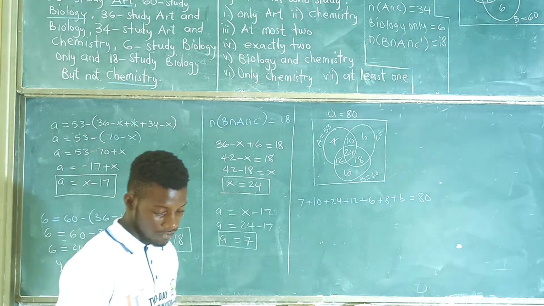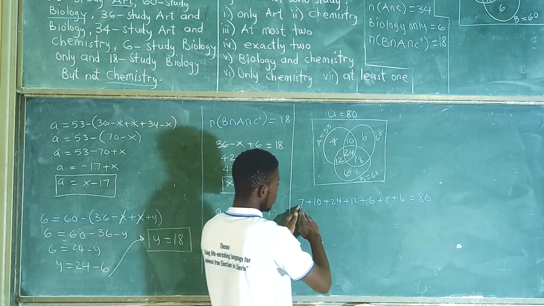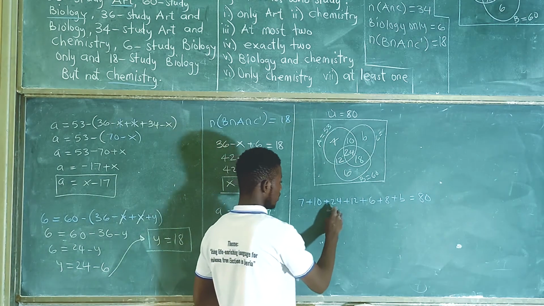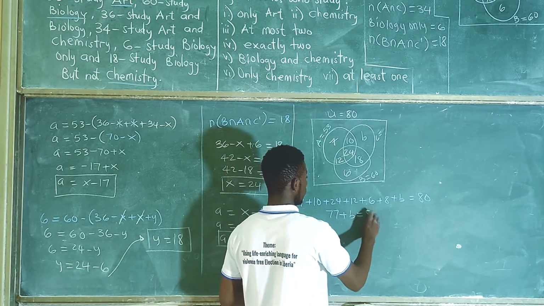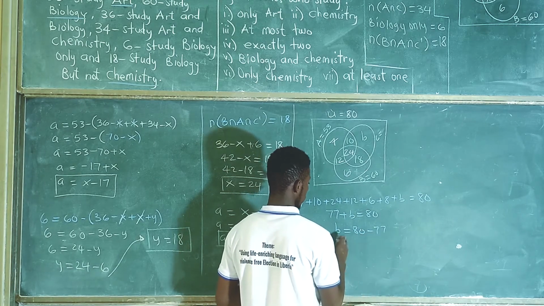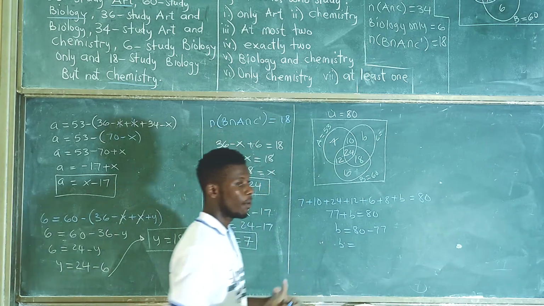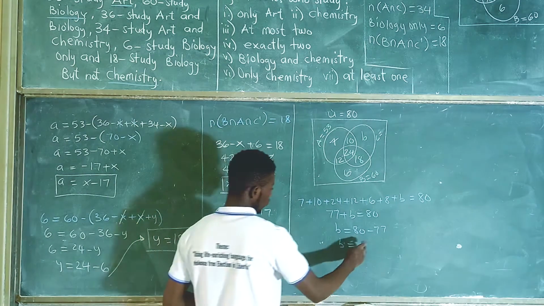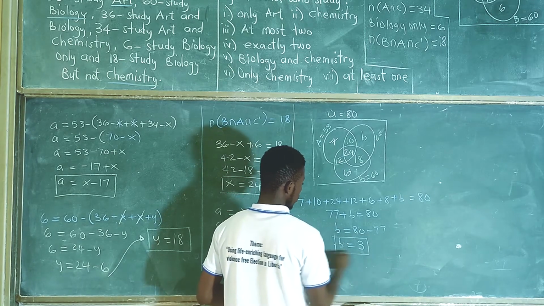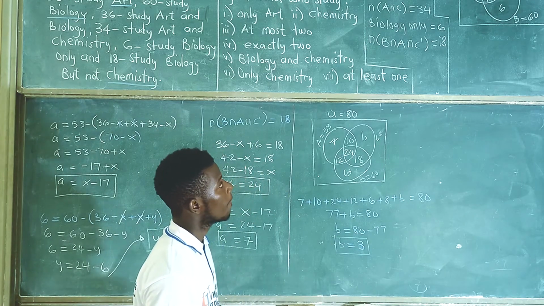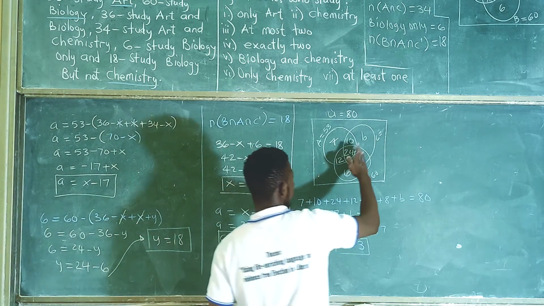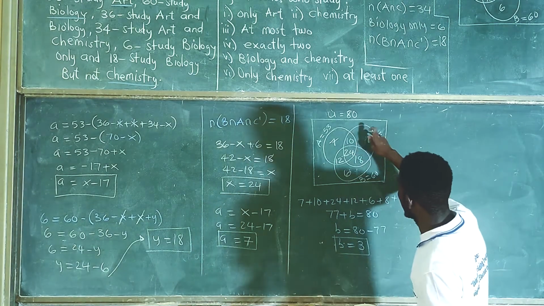Now, if you add all of these values, you have 77. You can use a calculator to do that. You have 77 plus b equal 18. So b now will be equal to 18 minus 77. 18 minus 77 is just 3. 3 represents the number of students who did only chemistry. So that's what I'm saying there. So instead of here being b now, it is now 3.